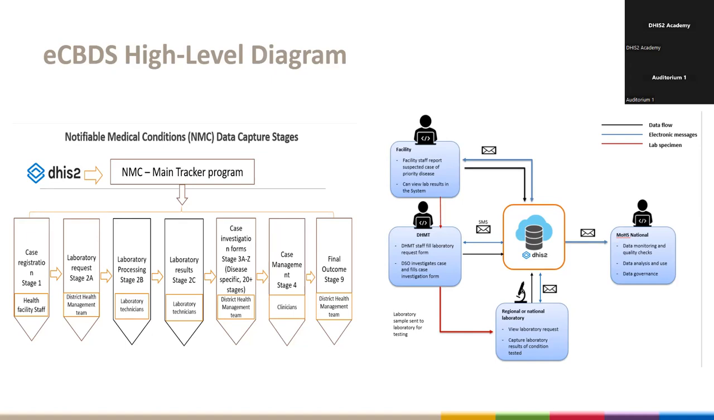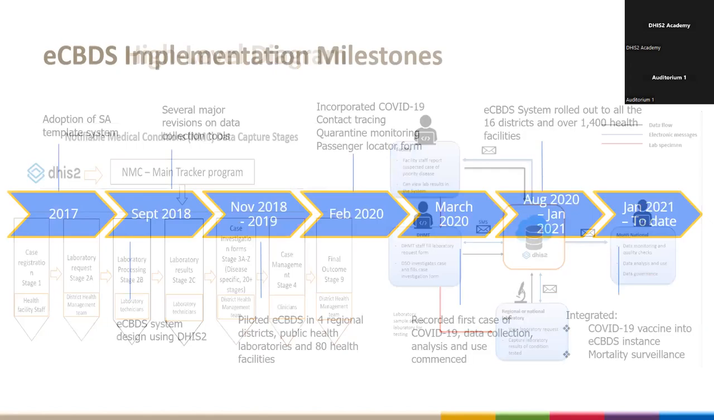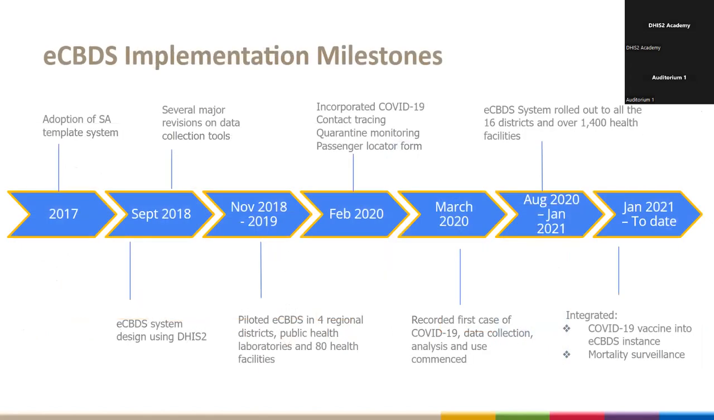I'm not going to talk about this diagram. Those of you who are familiar with implementing tracker programs, it is basically the same concept, the notification stage, then you go to the program stages and so on. So maybe the implementation milestones, I've already spoken about the adoption in 2017. In 2018, there were actually massive enhancements on the tracker system.